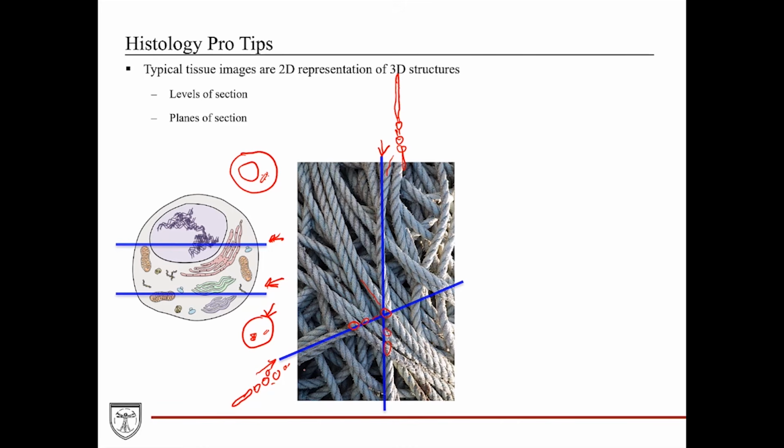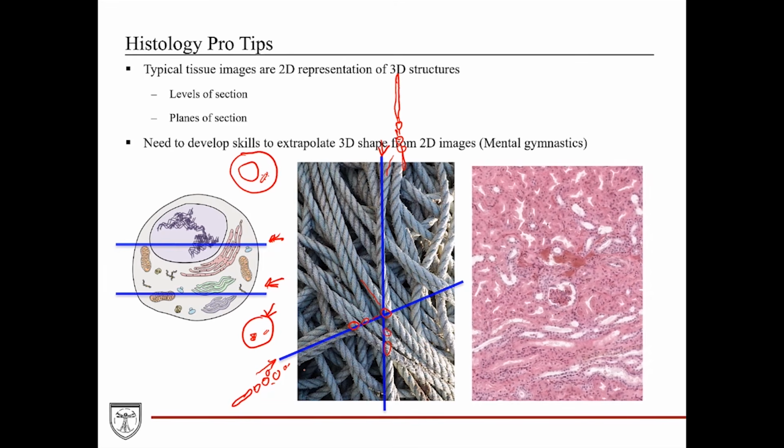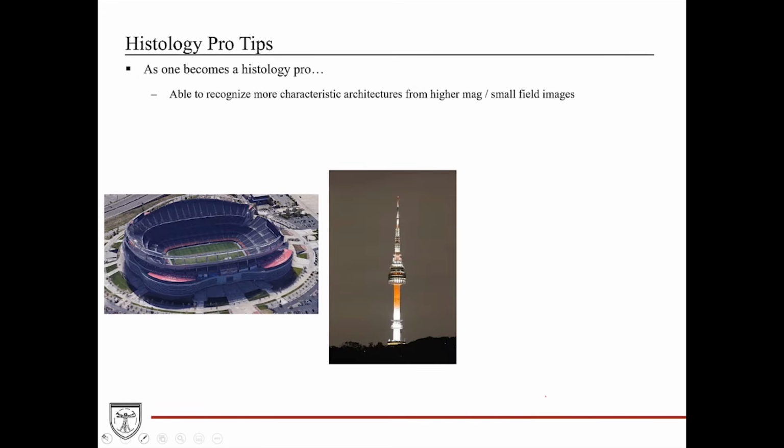So when we have a really complex 3-dimensional structure and make a single plane of section, the cross-sectional images that we may be seeing might be super complex, which requires us to really play what I call mental gymnastics to extrapolate the 3-dimensional shape from the 2-dimensional images. With all these great histology pro tips, you will soon become a histology pro who is able to recognize more and more characteristic architectures from higher magnification but small field of view images.